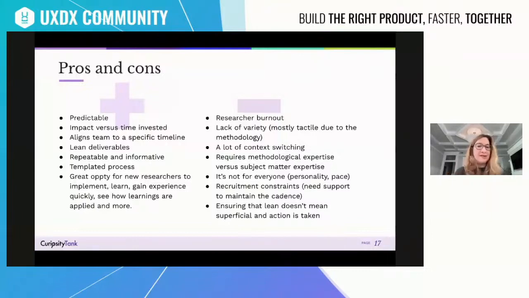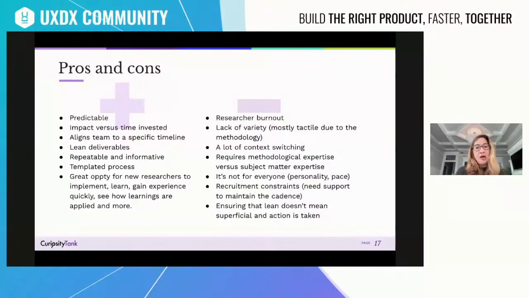Now, again, that process is going to vary a little bit from team to team, but it's also a terrific opportunity for new researchers to break into the field. It's a terrific opportunity for new researchers to implement on a lot of different studies very quickly, which will then expedite their learning. It will increase their experience, and they're able to see how the learnings are applied very quickly.